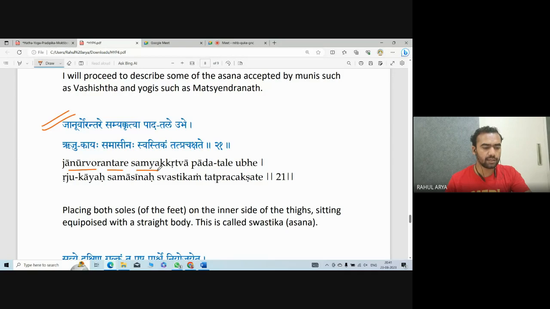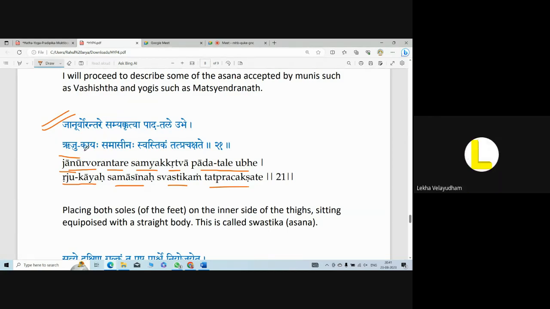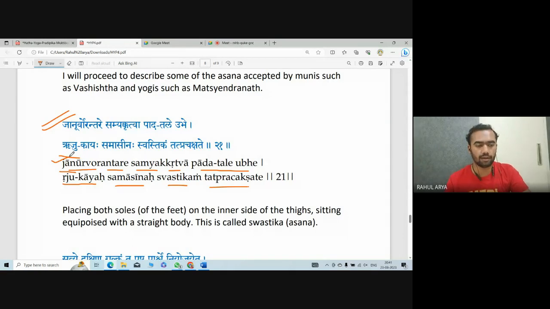Janu vorantare samyak kritva padatale ubhe, rijukaya samasinah swastikam tat prachakshate. Okay. So, janu vorantare. Janu means, yes please, who will say what the meaning of janu is in Sanskrit? Knee. Excellent, it is knee. All of you, please note down: janu means knee. Janu vorantare, antare means inside the knee. Samyak kritva padatale.